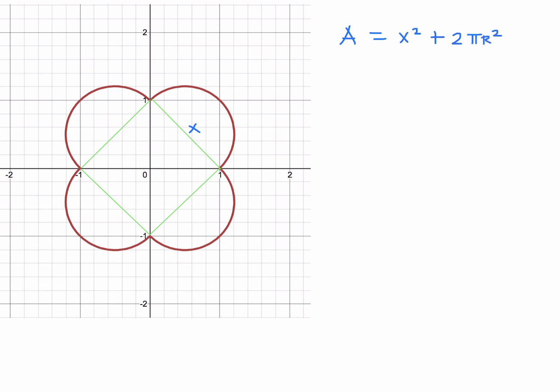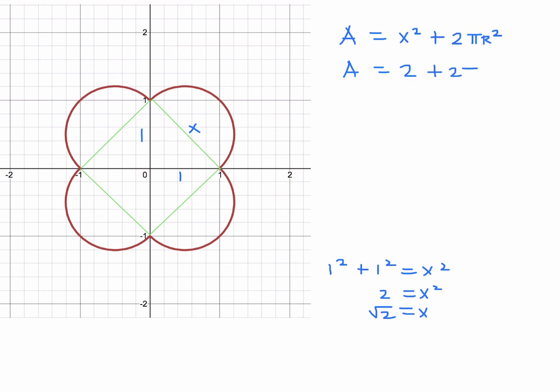So here we go. From here to here is 1, and so is that. So we can easily figure out x using Pythagoras. 1 squared plus 1 squared is x squared. So x squared is equal to 2, so x is the square root of 2. So a is equal to x squared, which is just 2.